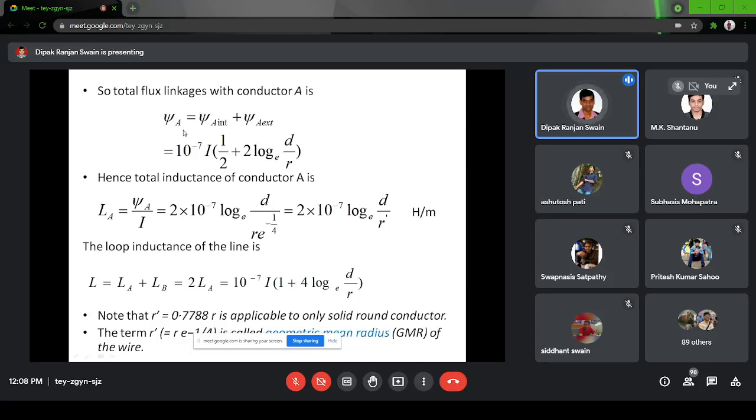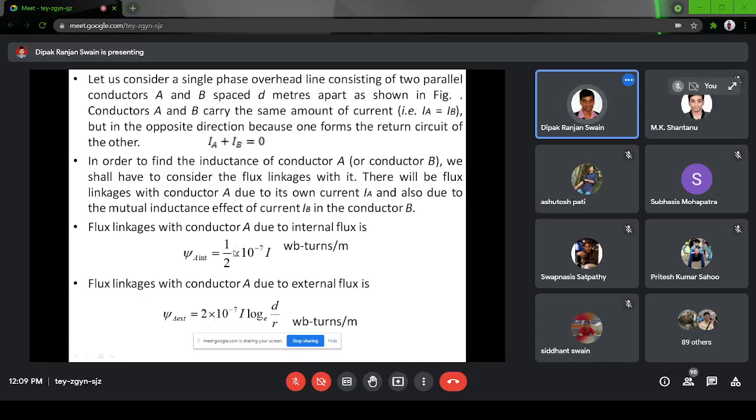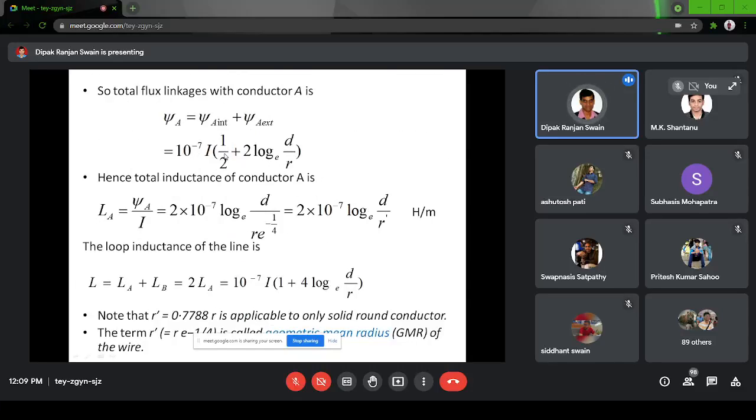So this is the total flux linkage due to internal and external flux, just adding them. This was 2 into 10 to the minus 7, and this is half into 10 to the minus 7. So taking 10 to the minus 7 common, it is half plus 2 into ln d by r. Hence, for the total inductance of the conductor, I have to calculate the flux linkage for unit current. So LA will be written as psi A by I.